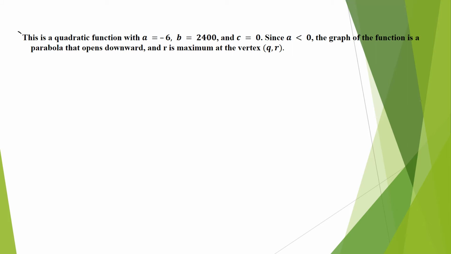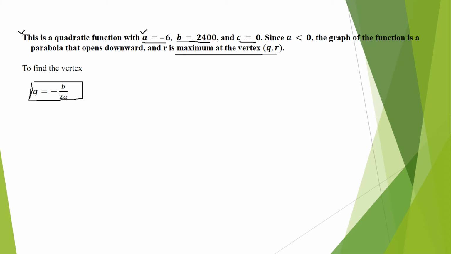Let me write down this again. The value of a, the coefficient of q², is -6, b is equal to 2400, and the value of c is equal to 0. So we need to find the vertex. For the vertex, this is the formula: q = -b/2a. The value of b we have is 2400, and the value of a is -6.